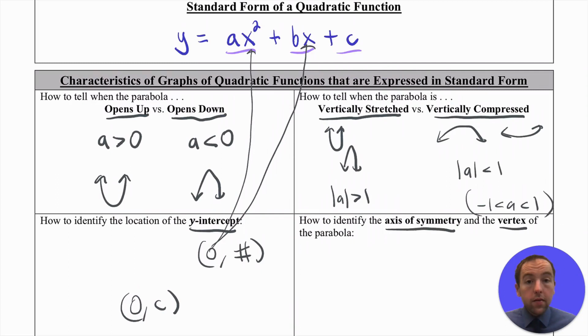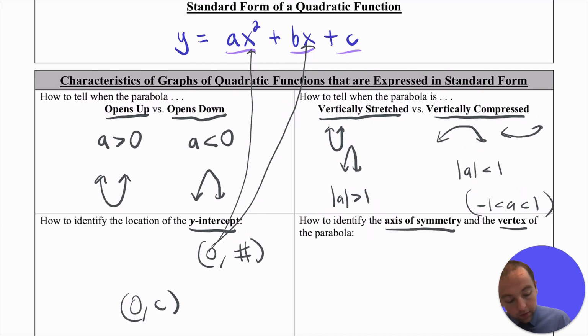The last elements of the graphs of quadratic functions that we want to be able to identify whenever the equation is expressed in standard form are the axis of symmetry, as well as where the vertex of the parabola is located. Now, when I tell you where the axis of symmetry is going to be when the equation is in standard form, it's going to seem like it just comes out of nowhere, and you'll wonder why it is always that. We don't have enough tools in our toolkit to explain why that is quite yet. We will get there, and you'll see later on how it all fits together and why it makes sense as it does.